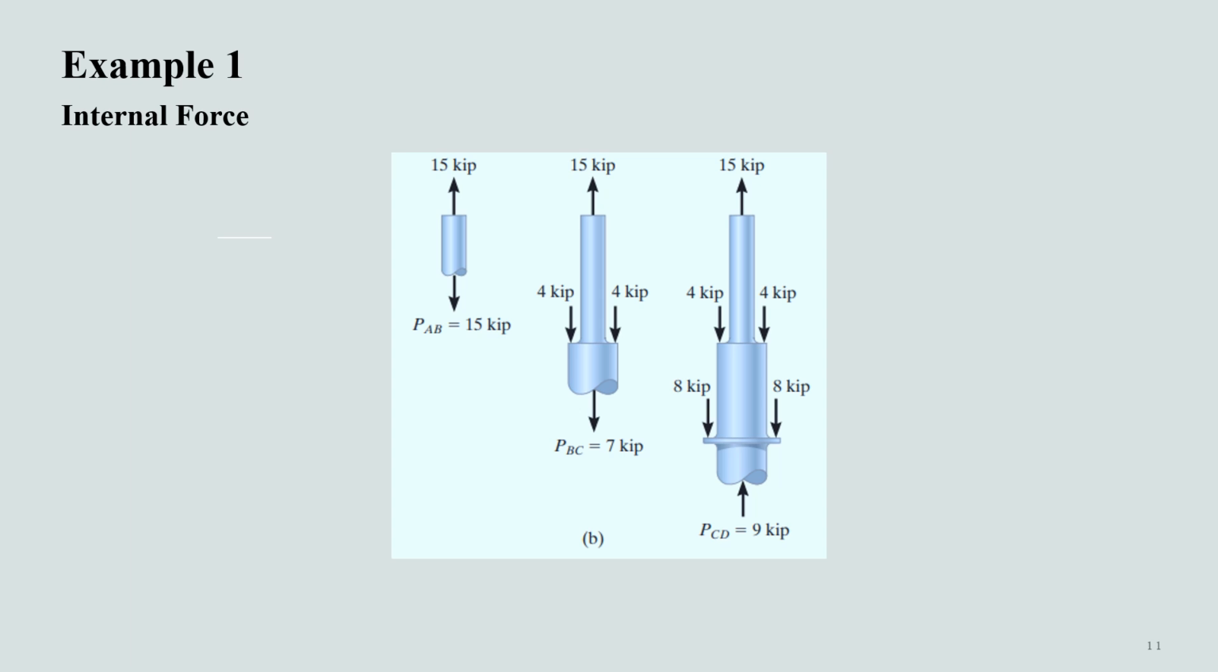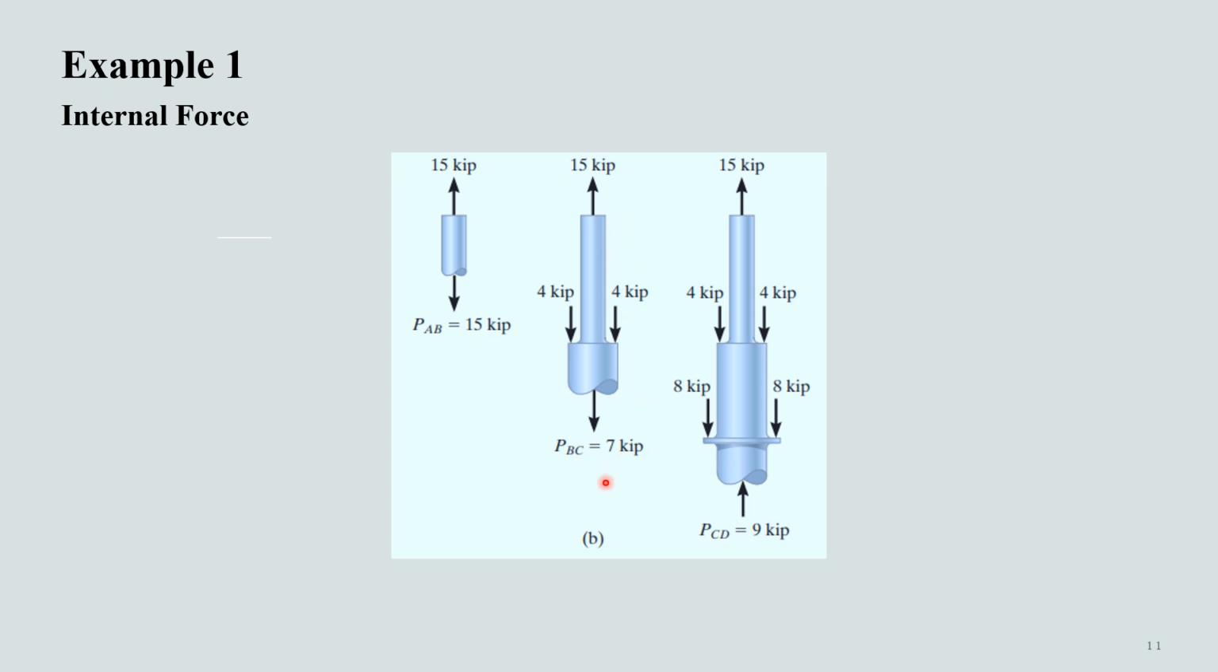In order to determine the internal forces, let's consider the first segment AB. The externally applied force is 15 kip, so the internal force at this endpoint of segment AB is equal to 15 kip.